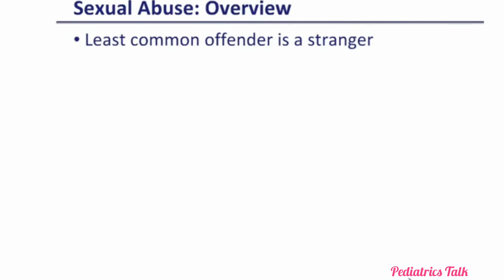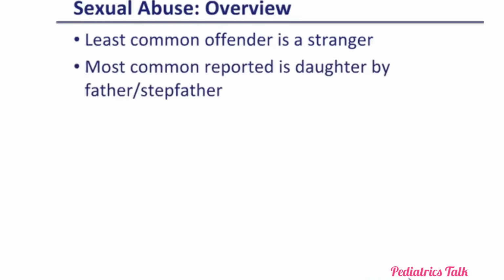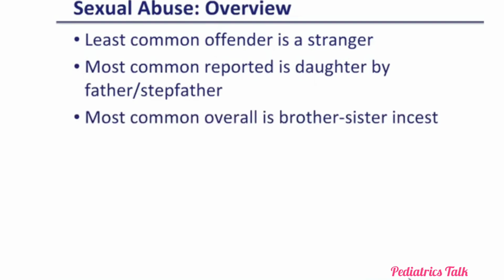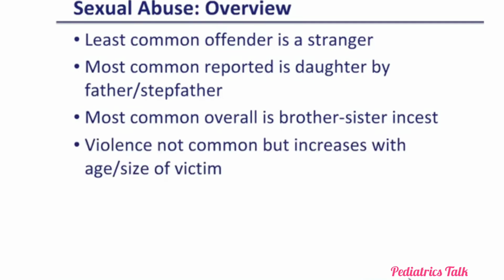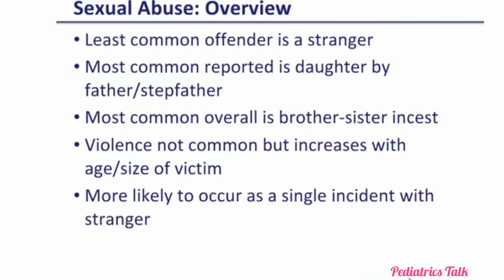For this exam, we only need to be very general with respect to sexual abuse. Sexual abuse in children, fortunately, is not very common. It does happen, and we have to be aware of it. From an epidemiological standpoint, we know that the least common offender is a stranger. Most commonly reported is daughters being abused by fathers or stepfathers. But the most common overall that we find upon review of the literature is brother and sister incest. Violence is not common with sexual abuse in children, but it does increase with age and the size of the victim, and sexual abuse is more likely to occur as a single incident with respect to a stranger, which again overall is much less common.